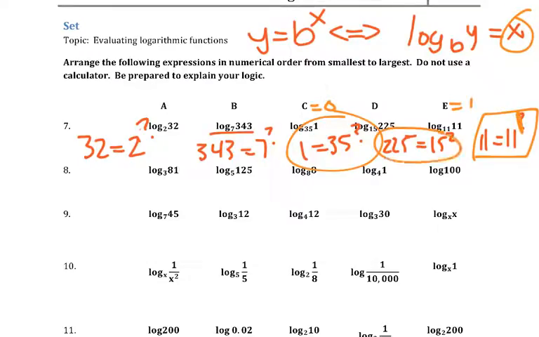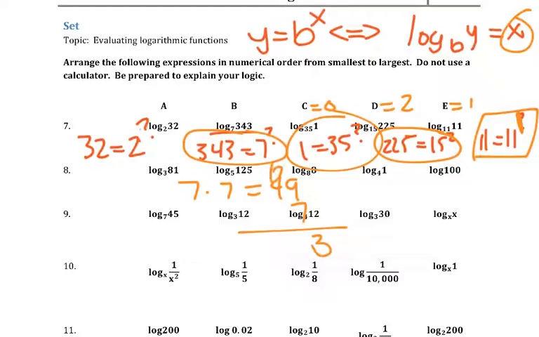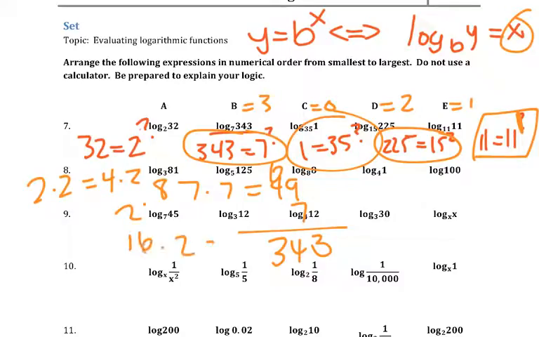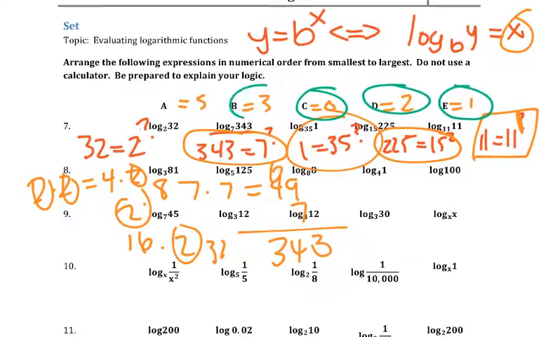Okay, now 15 to the what power is 225? If you don't know that, you should. It's 2. 15 squared is 225. Now 343 to the 7th, if you didn't know, go 7 times 7, which is 49, times that by 7, which is 343. So that would be 3. And then 2, to get to 32: 2 times 2 is 4, times 2 is 8, times 2 is 16, times 2 is 32. So it's 5. So least to greatest would be C, E, D, B, and A.